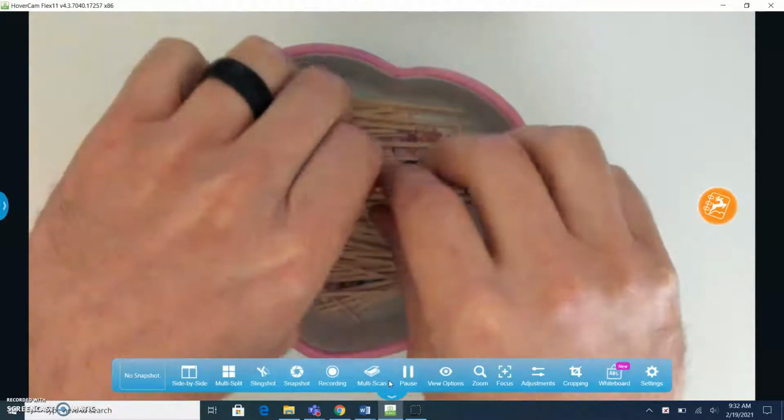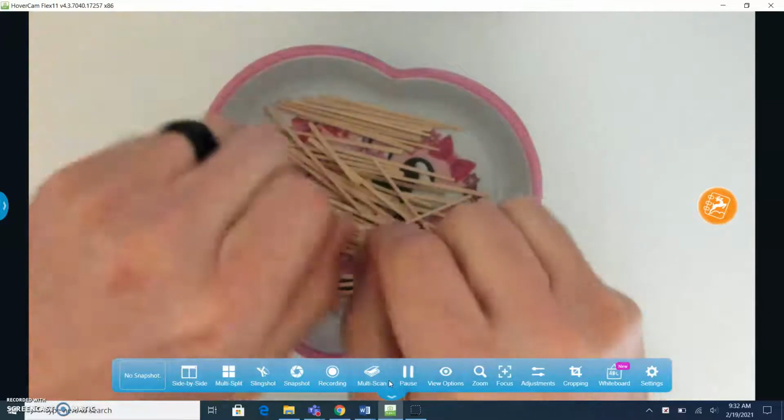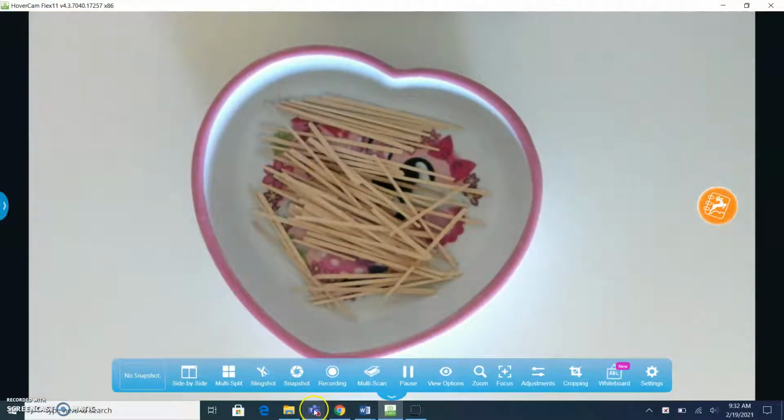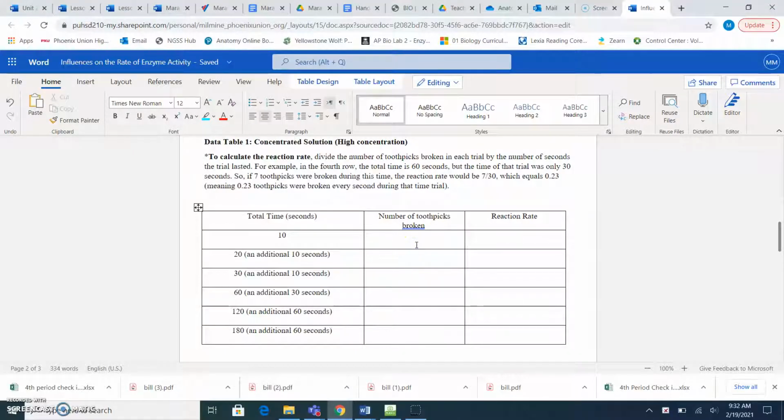1, 2, 3, 4. I broke 4 in 10 seconds. So what you'll need to do is record that number right here. I broke 4 in 10 seconds. What was my reaction rate?